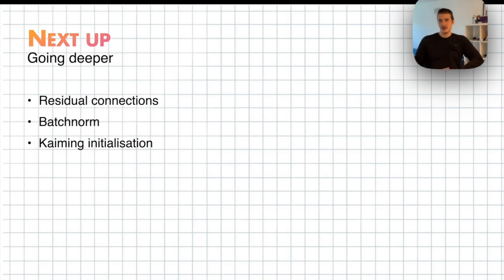And that's it about the optimizers. Next up, we are going to discuss the final pieces that we need to train the actual big model to do predictions on a proper data set. And that will be residual connections, batch normalization, and Kaiming initialization.